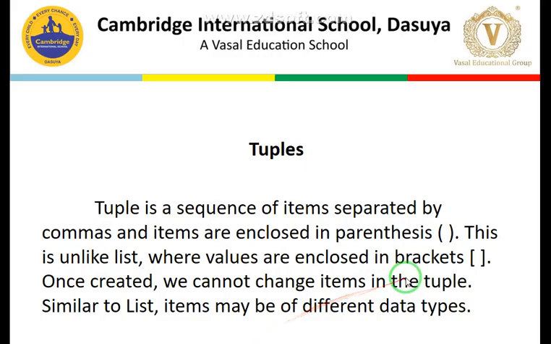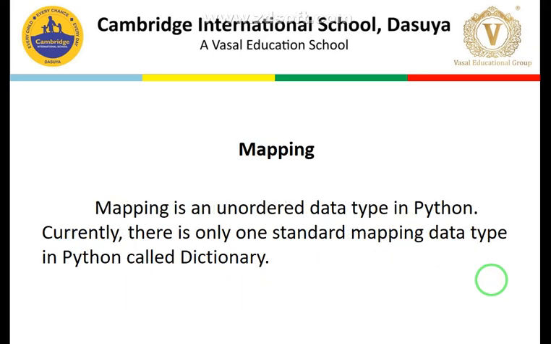Now after covering the tuples, we now move forward to mapping. So what is mapping? That is an unordered data type in Python. Means earlier we have done the sequence. Under sequence we have done strings, tuples and list, and mapping is different to sequence. In mapping, this is an unordered. Unordered means the values will not be in a sequence sort of a 1 2 3 sort of a thing. Currently there is only one standard mapping data type in Python, that is called the dictionary.